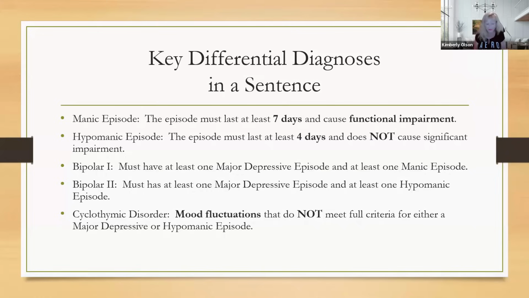So bipolar 1, we have at least one depressive episode, one manic episode. Bipolar 2, they have at least one major depressive episode and at least one hypomanic episode. In cyclothymia or cyclothymic disorder, we're looking at mood fluctuations that do not meet full criteria for major depression or hypomania. So we've got somebody who's just experiencing some mood swings, but those mood swings have sort of a resemblance to depression and hypomania. It's just not as severe. They're not meeting full criteria.